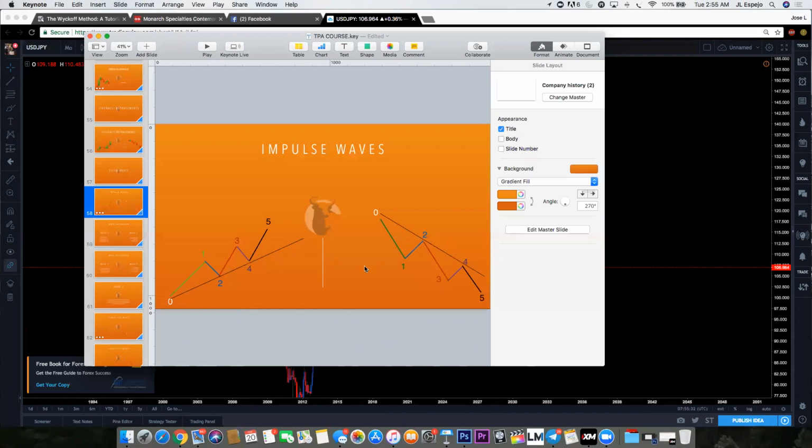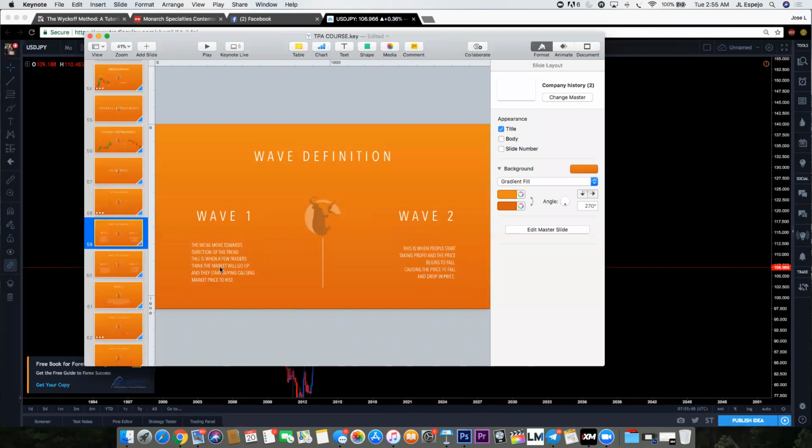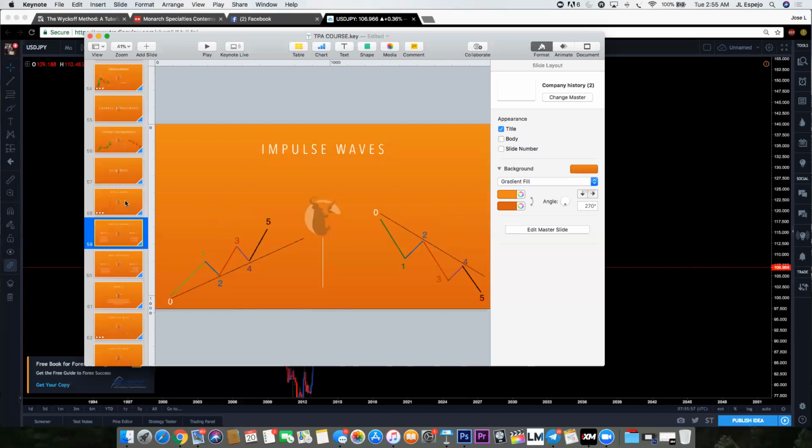So what I want you guys to understand is what each wave means. So to break it down to you by the number, wave number 1 is the initial move towards the direction of the trade. This is when very few traders think the market would either go up or down, and they'll either start buying or selling, causing the price to either rise or fall. You guys see what I'm saying?